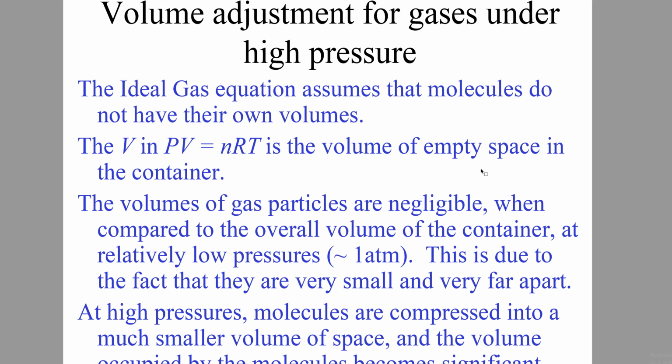Now, volume adjustments need to be made for gases under high pressure. The ideal gas law assumes that molecules do not have their own volume. The V in PV = nRT is the volume of empty space in the container. Many people think it's the volume of the gas, but in reality it's the volume of the container. The volume of the gas particles is negligible compared to the overall volume of the container, because the gas particles are very far apart and very small. So if I ask you the volume of a gas, we're really talking about the volume of the container, because the particles are tiny.